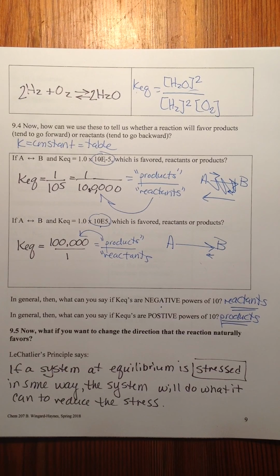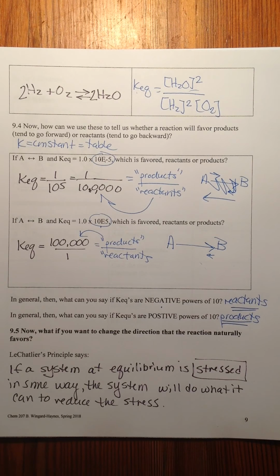And so the question becomes, what happens if we want to change the direction that is naturally favored? And that will occur in the next segment when we look at Le Chatelier's principle.